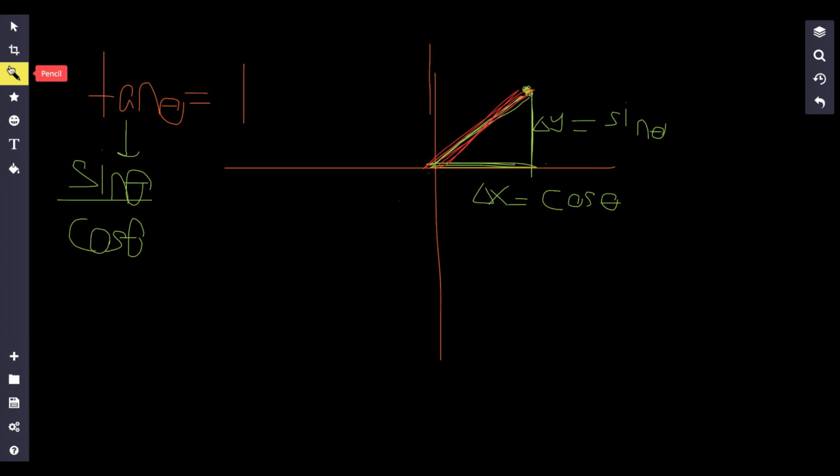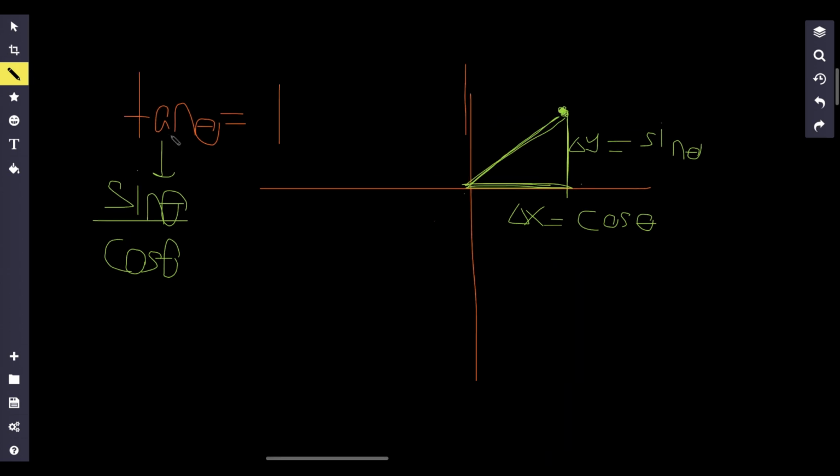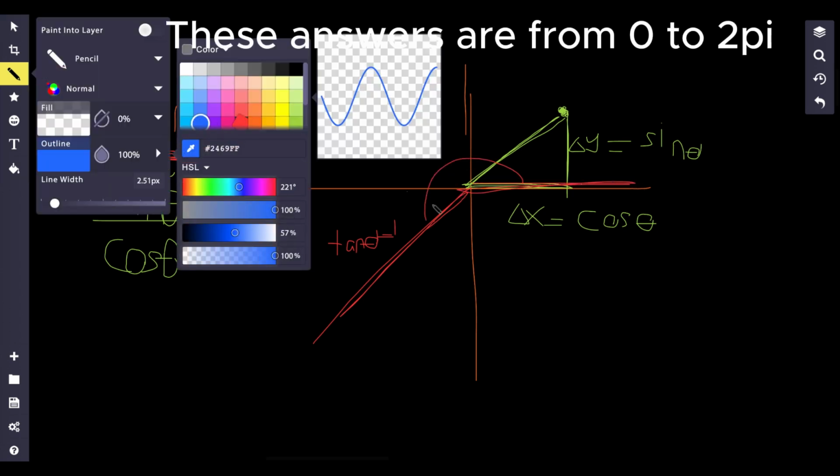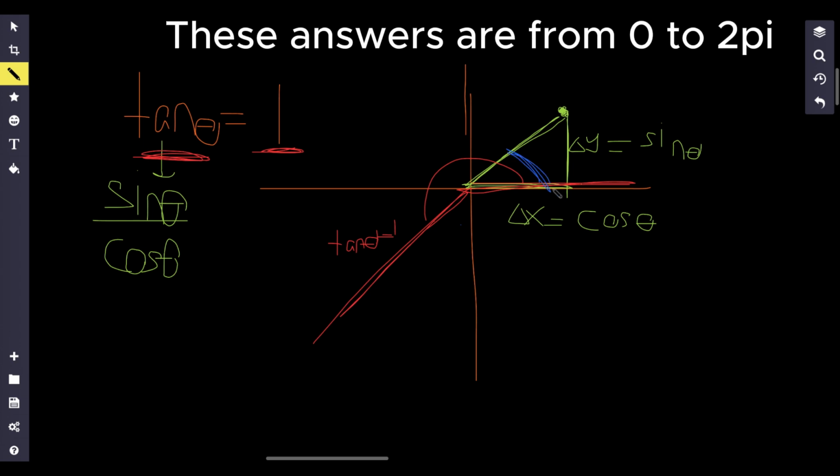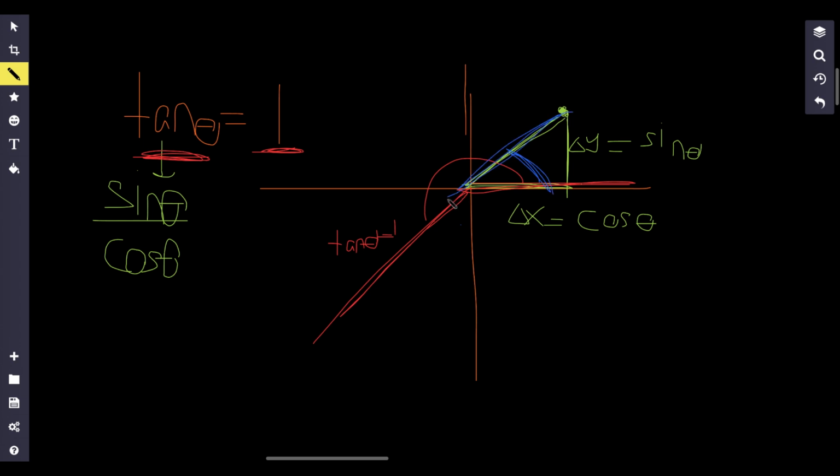Now notice how there's two answers, right? If we want the slope of our line to be equal to 1, well, we have two answers. This can be one solution right over here where we create this angle. Or we can have another solution where we create this angle in blue. And this is also another solution to it.